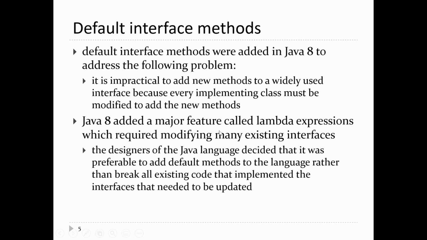Okay, now why do these default methods exist? They didn't exist in early versions of the language. In Java 8, a big feature was added to the language. Java 8 added these things called lambda expressions. We're not going to talk about them.